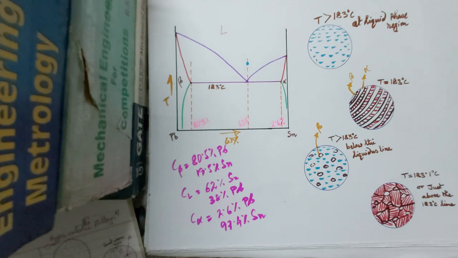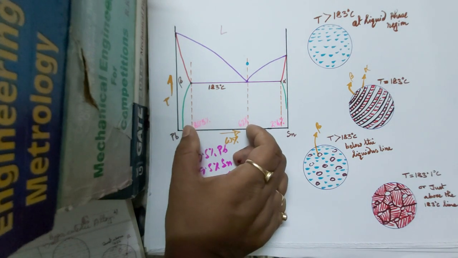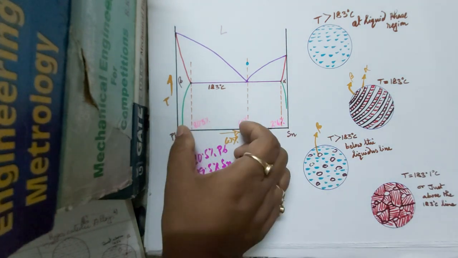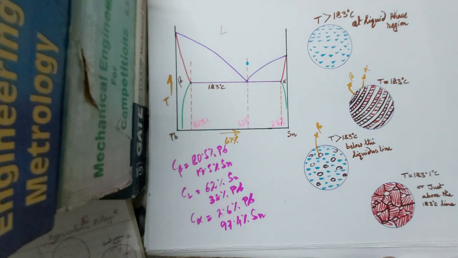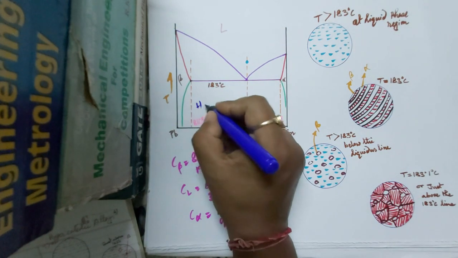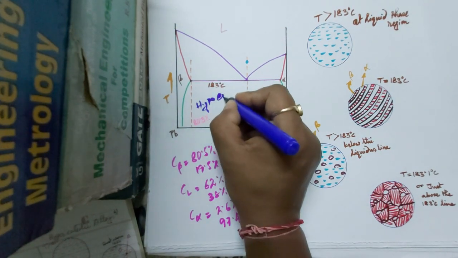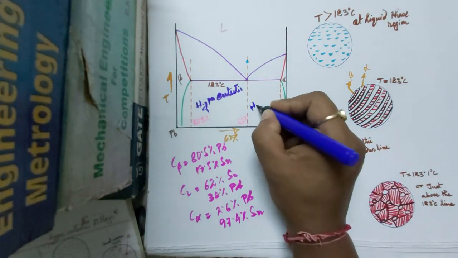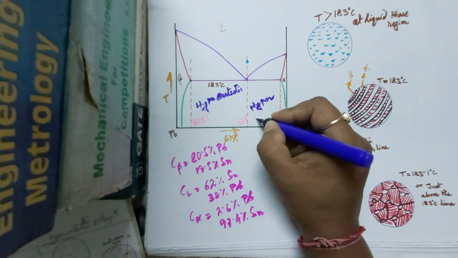Here we have two different regions: one is the hypereutectic region, another is the hypoeutectic region. Up to this 62% of Sn, we have hypoeutectic, and this side we have hypereutectic.